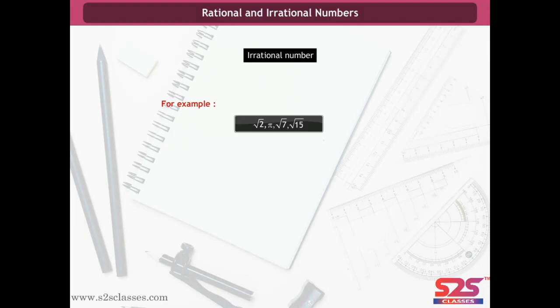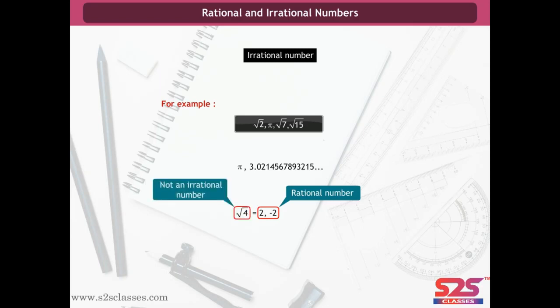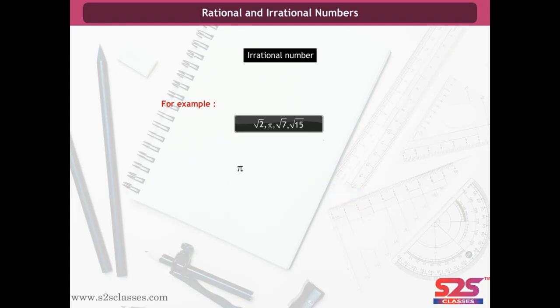Look at the example. Pi, or 3.02145789321 and so on, is an irrational number, and root 4 is equal to 2 or minus 2. So it is a rational number; root 4 is not an irrational number. All perfect roots are rational numbers. Pi is an irrational number, but if we write pi is equal to 22 by 7 approximately, it is a rational number. But actually pi is an irrational number.